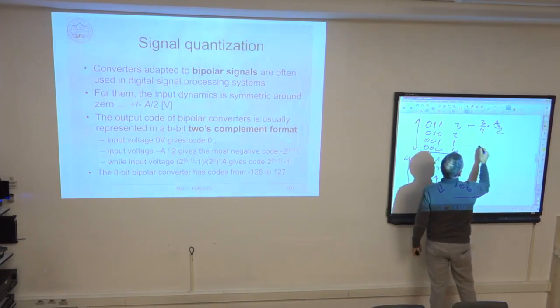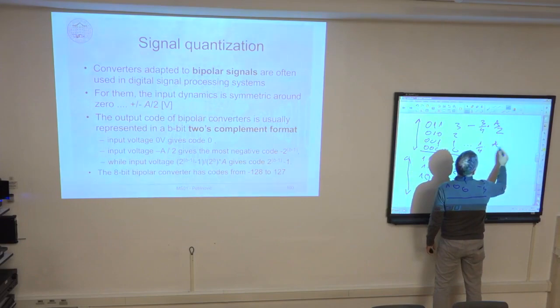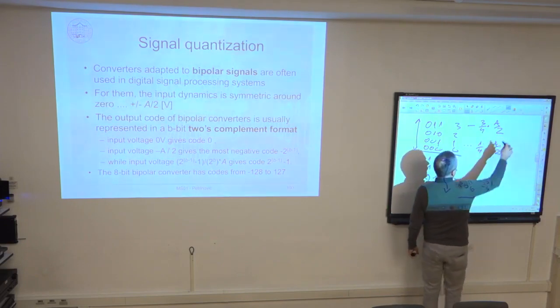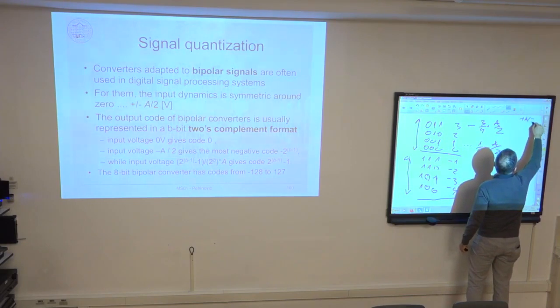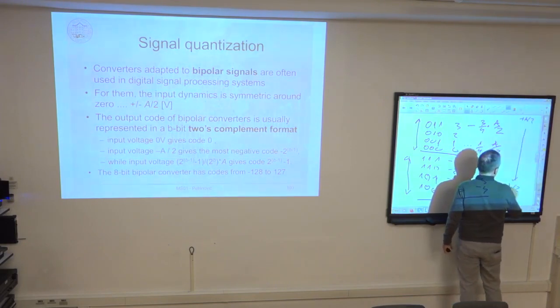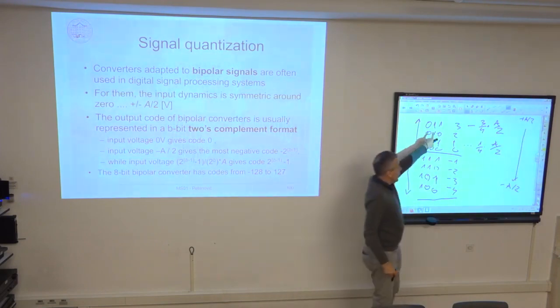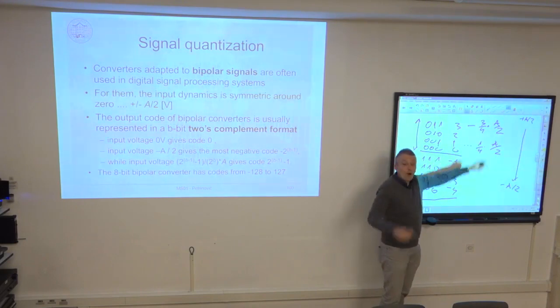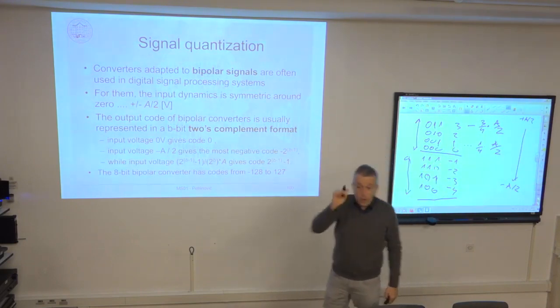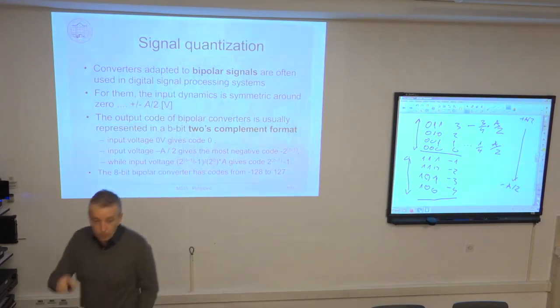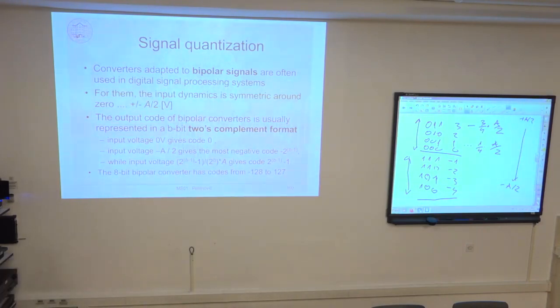This value here is 1 times over 4 times a half, because the range is from plus a half to minus a half. Total range is A. But as you see, I don't have the value of plus a half. I have 1 step size smaller value, because this two's complement representation lacks the highest positive value. I don't have 4, I have only 3 as the highest positive value. Of course, I have minus 4 on the negative side.